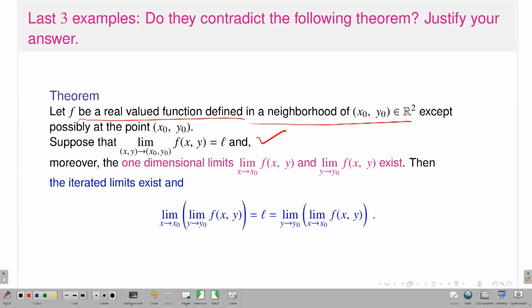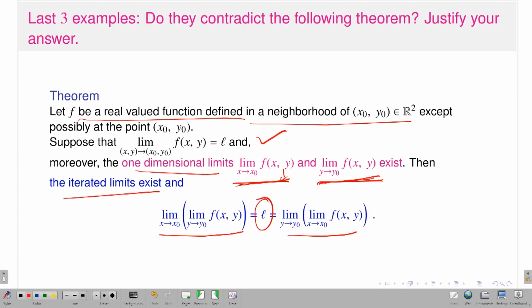That means suppose the double limit exists, and moreover the one dimensional limits exist. Keeping the y variable fixed, think of it as a function from R to R, and consider the limit as x approaches x0 of f of x, y. Similarly, keeping x fixed, think of y going to f of x, y as a function from R to R, and consider the limit as y approaches y0. If the double limit exists, and if these one dimensional limits exist, then the iterated limits exist. Not only that, the value of the iterated limit is exactly equal to the value of the double limit.